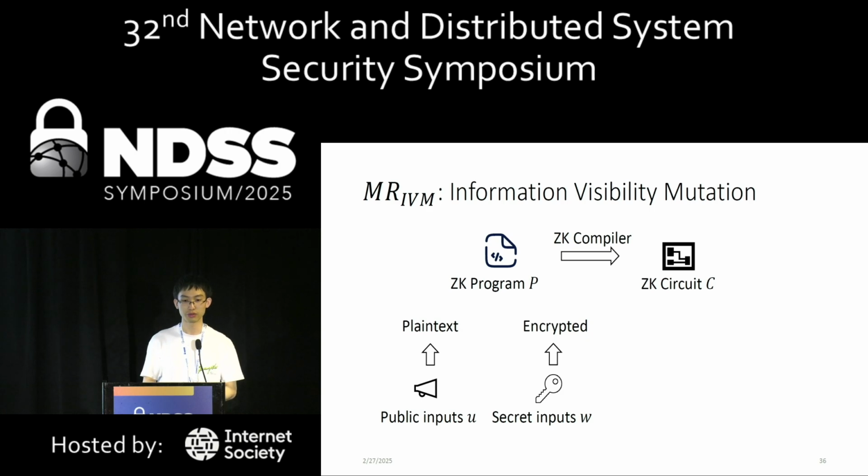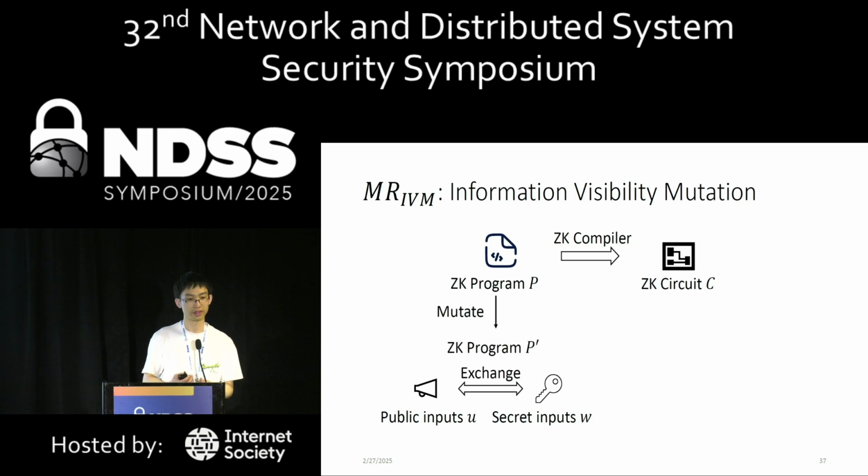The other mutation we propose is based on the information visibility that is inherent to the ZK problem. In ZK, the public inputs can be stored in plaintext, while the secret inputs must be encrypted to avoid privacy leakage. So the ZK compiler has a crucial job in separating those two kinds of information visibility and applying the corresponding optimizations according to their visibility.